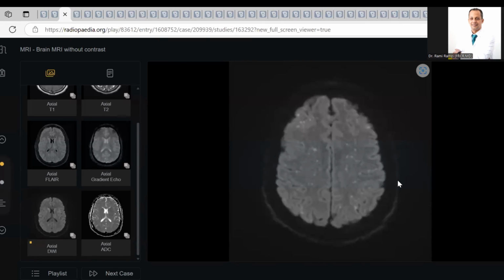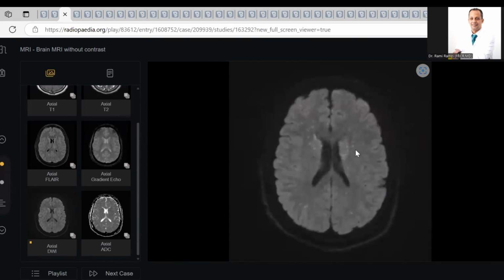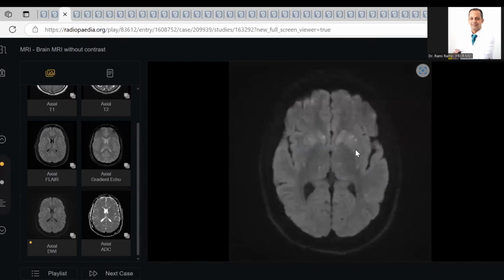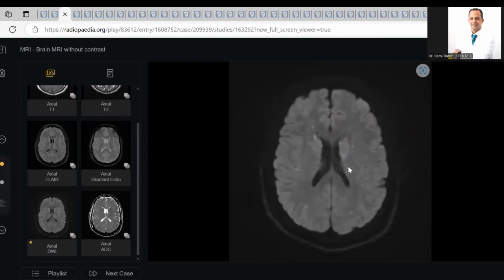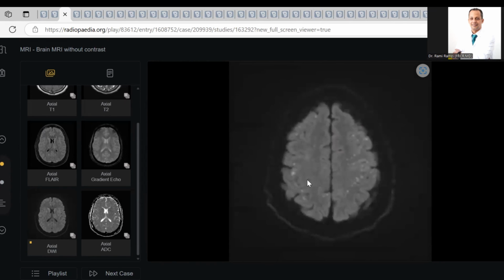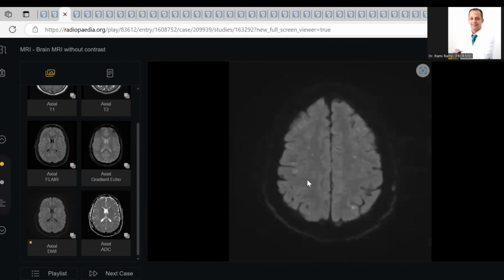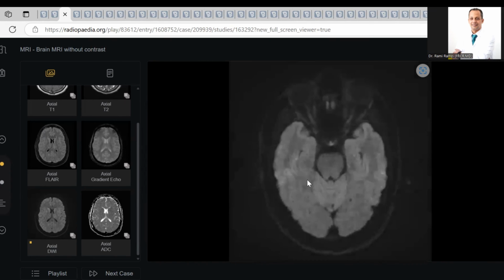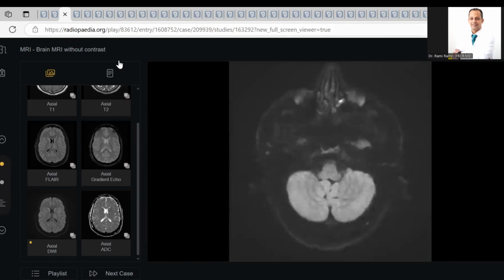Please try to train your eye here. This is called the diffusion weighted starfield pattern, like stars in the sky, scattered, with no predilection. This is involving the basal ganglia, subcortical and white matter, everywhere. Why? Because these are emboli. So this is fat embolism, and this is a medical emergency.